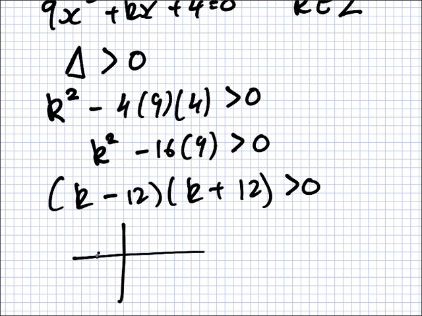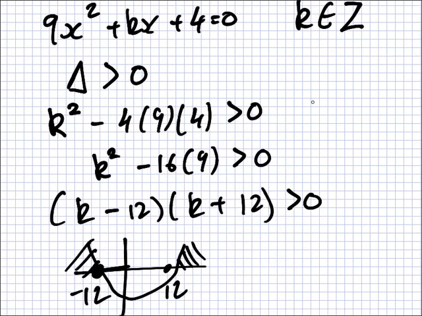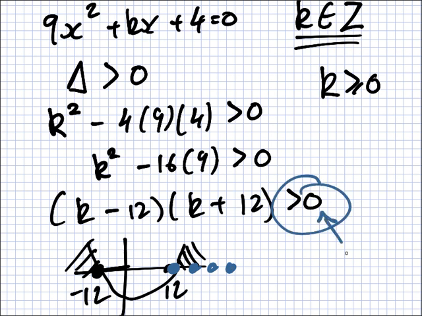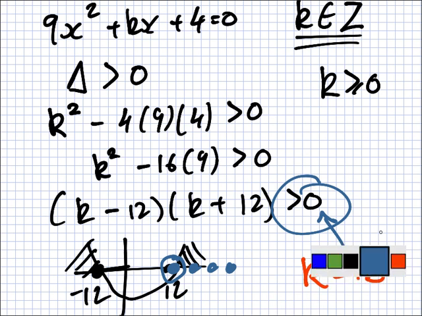Yeah, we need positive. So here is minus 12, and here is 12. And we want more than 0. However, we also need K to be positive, and they say in the question it has to be positive. So it looks like it goes 12, 13, 14, 15. But if you look here, you can't include 12. So the answer is K equals 13. Is that what you got, Ben? Yeah. Good job.